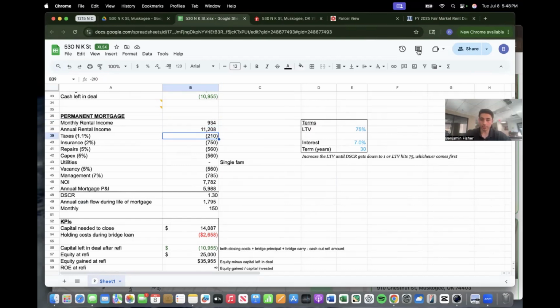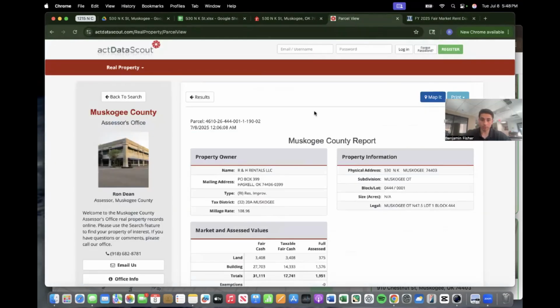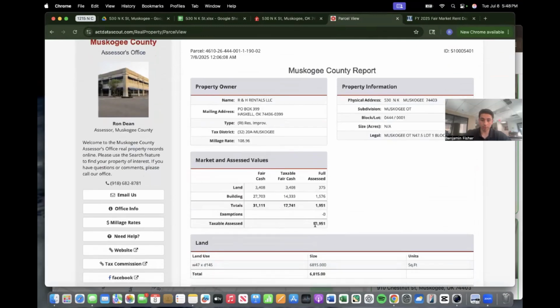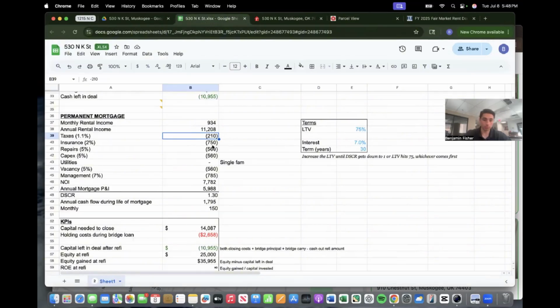Next, we've got to figure out what the taxes are on this property. That's again in the county records. It's about 2,000 assessed, and you just multiply each thousand times the millage rate. So it's about 108 times 1.9. Call it 200. All right, I put 210, that's fine. Insurance, I just do 750 for a single family, and I increase that if it's multifamily, but I'll get an actual quote on this, but that's a decent guess.